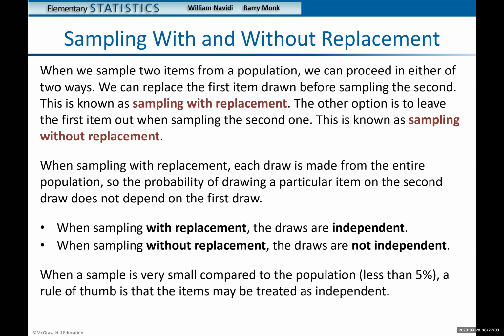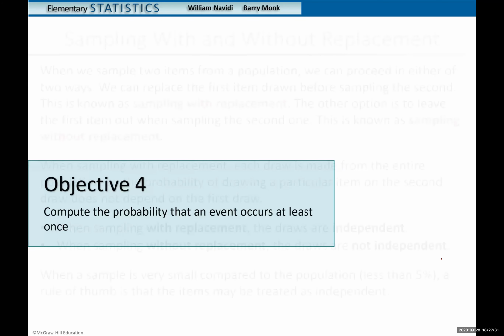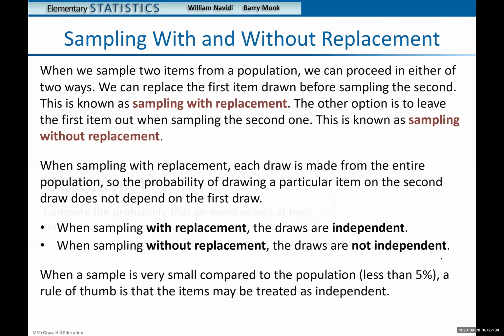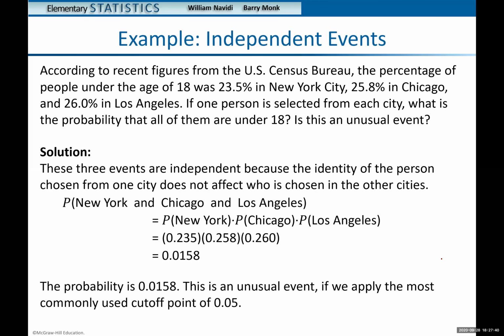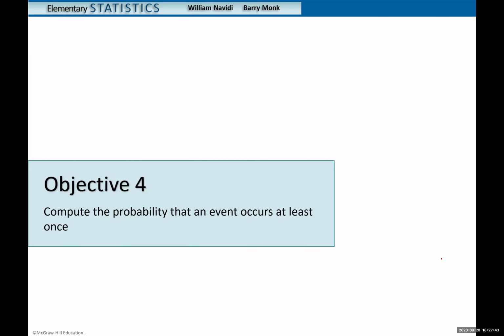Then the last part, sampling with and without replacement. So just take note of this. When sampling with replacement, the draws are independent. Without replacement, that is not independent. Oops, there's no example here. I'll give you a good example about with and without replacement. Okay, before we talk about objective 4, I'll give you an example here.